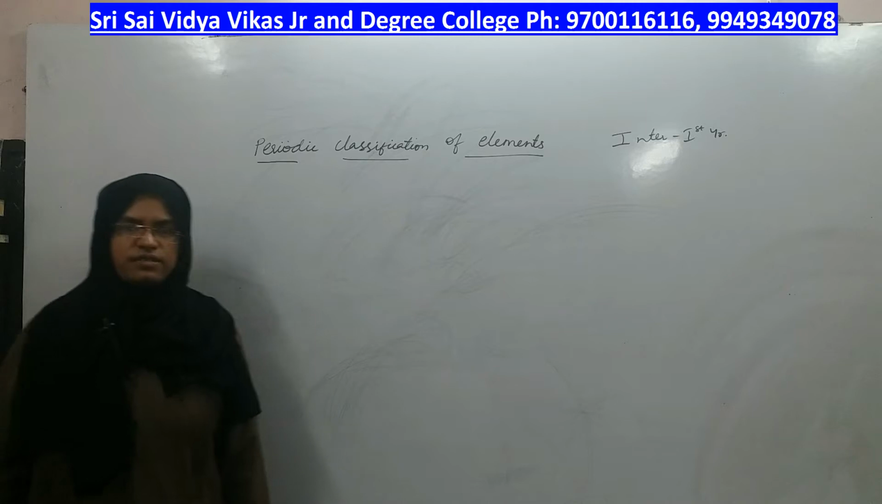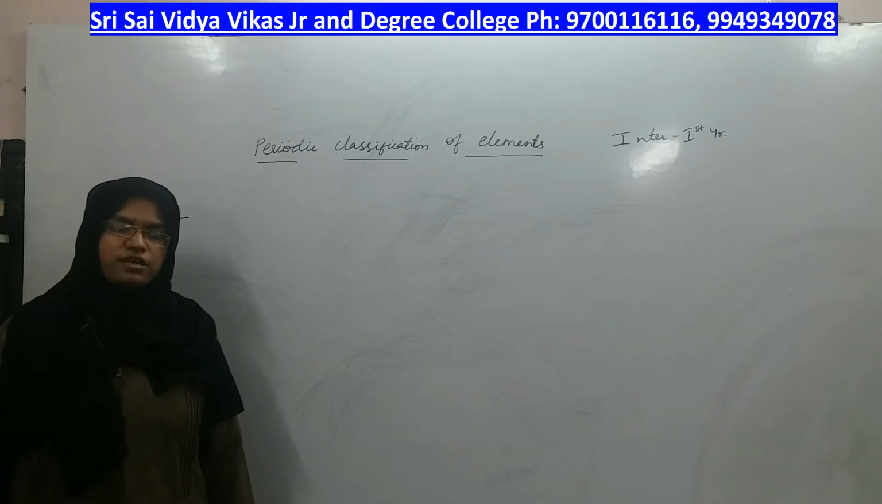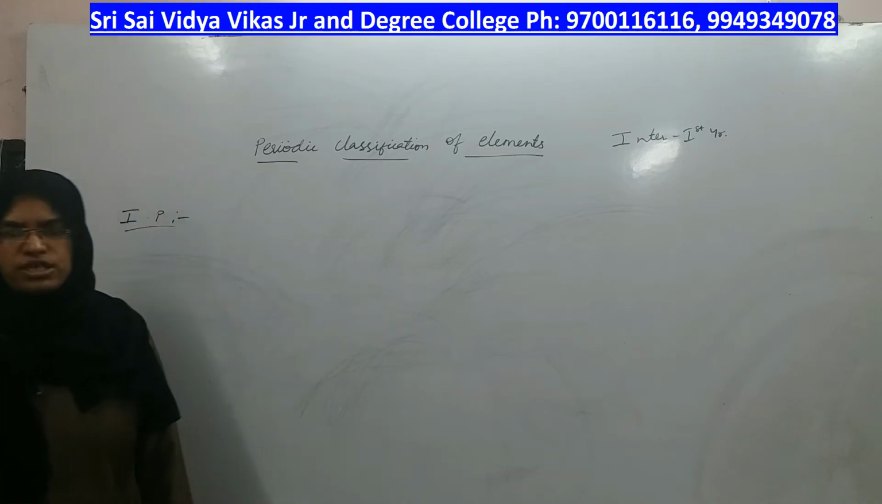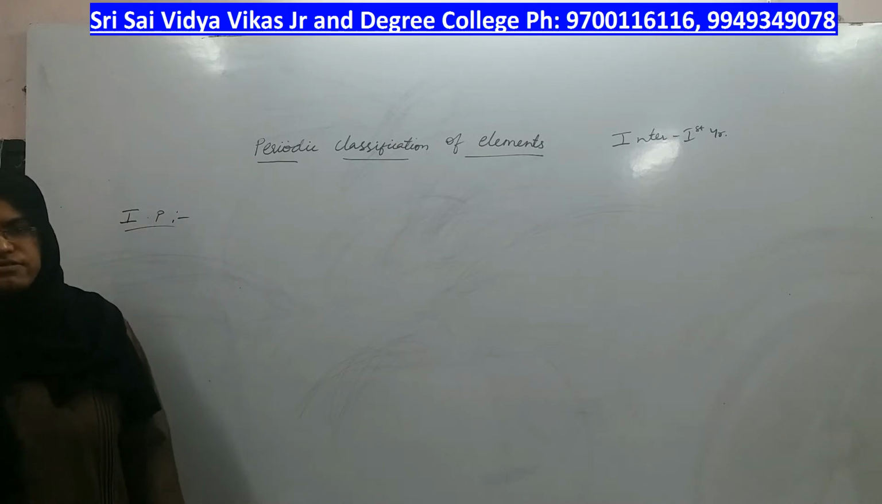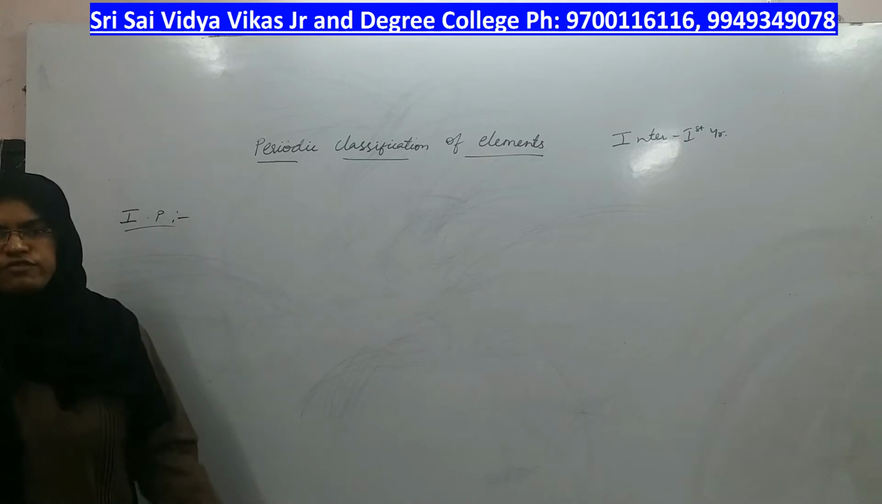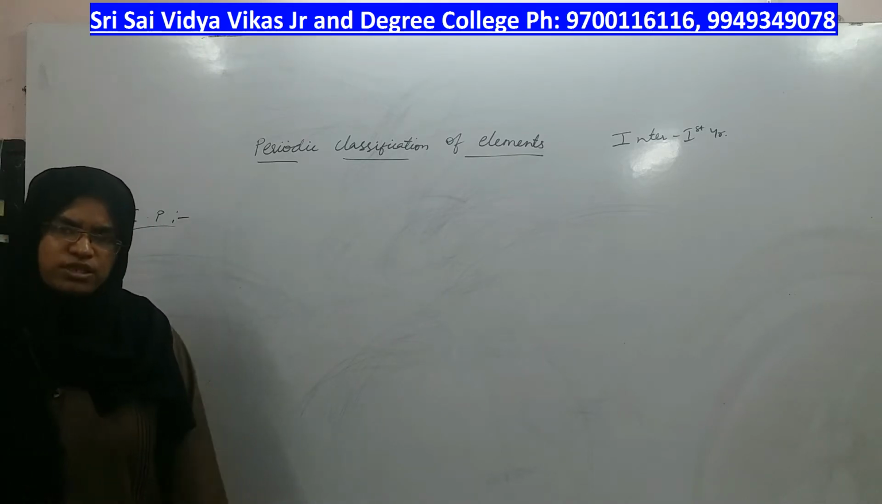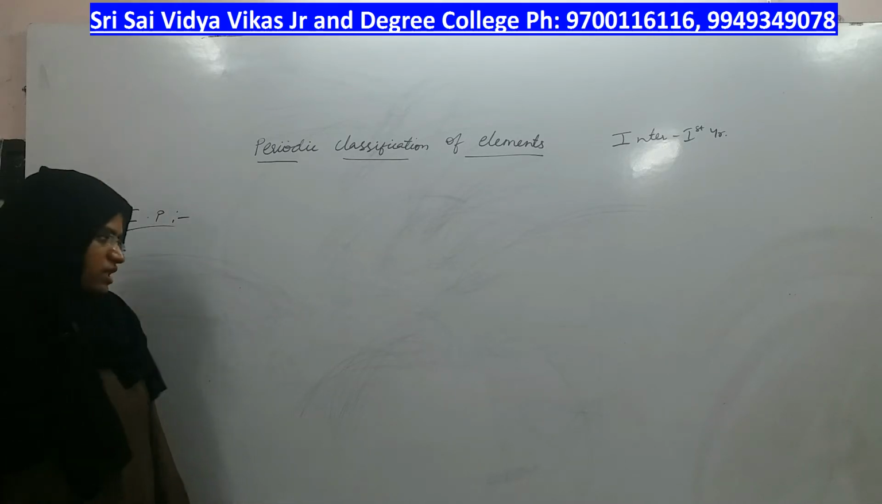In the last class we were discussing ionization potential. If an electron is removed from a neutral atom, that ionization potential is called the first ionization potential, and it gives a unipositive cation. In the same way, if you remove an electron from a unipositive ion, you will get a bipositive ion, and that ionization potential is called the second ionization potential, right?